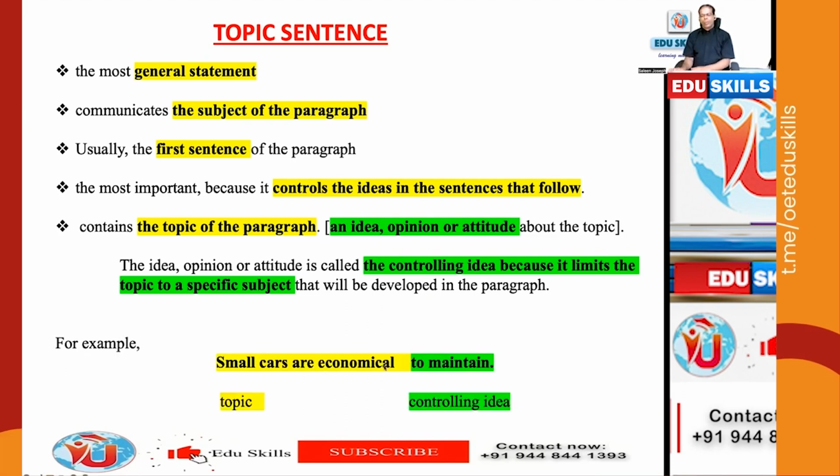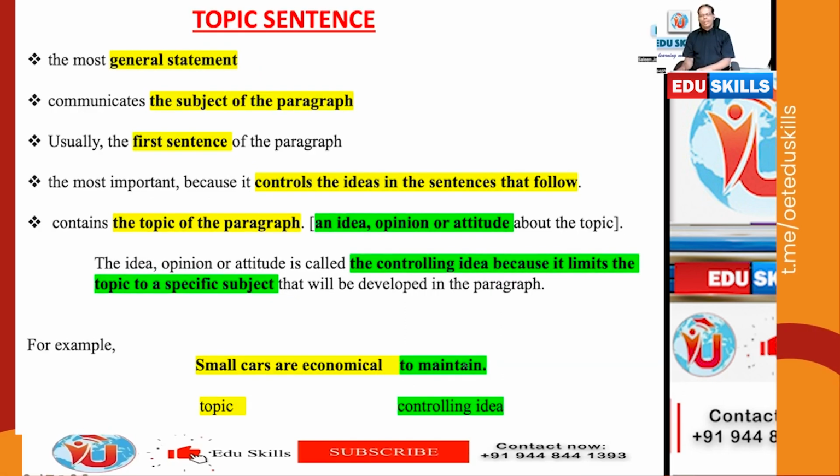Example: small cars are economical is not complete; economical to maintain. To maintain is the controlling idea, so only the maintenance of small cars will be the subject of the paragraph.